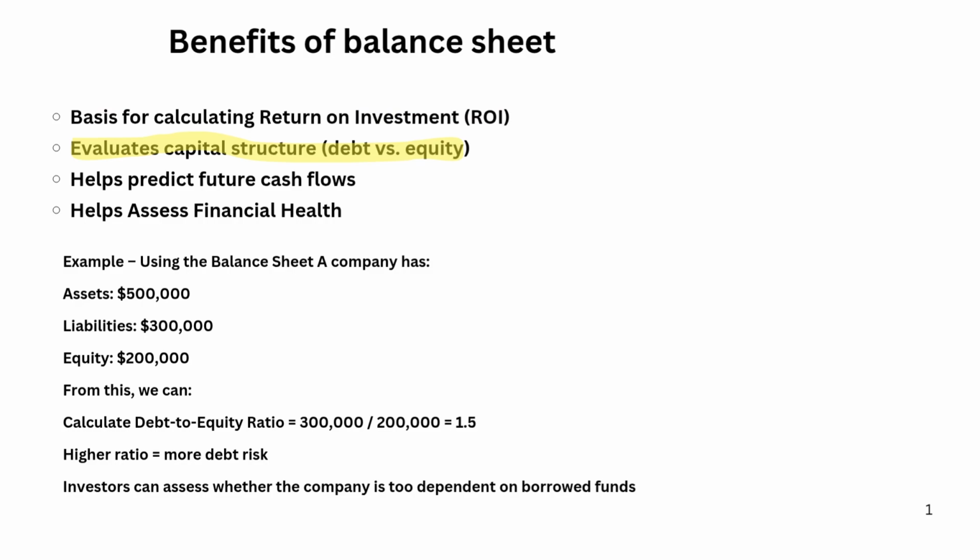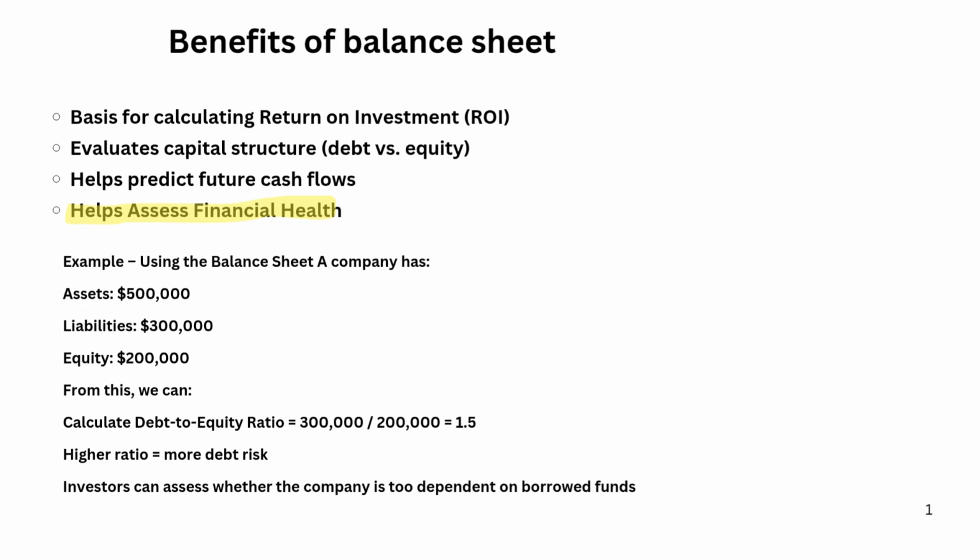It helps evaluate the capital structure, debt versus equity. This tells us how much the company relies on borrowed money compared to owner's capital. A company with high debt may be riskier in times of downturn. It helps predict future cash flows. By examining the company's current assets and liabilities, we can estimate how much cash will likely come in and go out in the near future. It helps assess financial health. The balance sheet gives a clear picture of the company's solvency and liquidity, in simple terms, whether it can meet its short-term and long-term obligations.